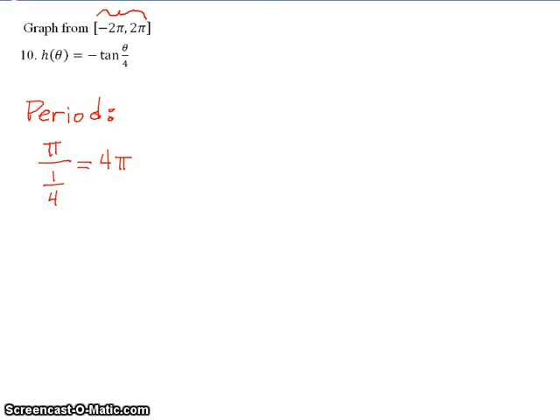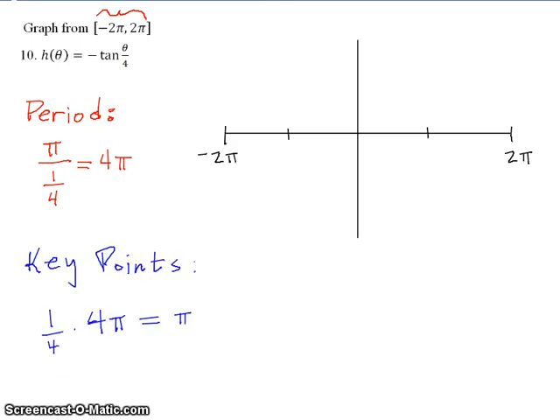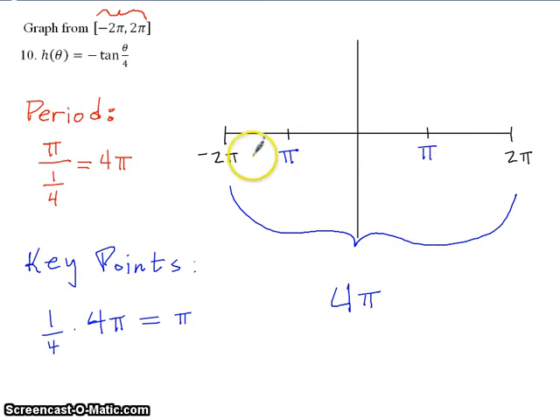Let's go ahead and set up the axis system. Okay, so I have the start here, and the distance from negative 2 pi to positive 2 pi is 4 pi. 1/4 is pi, so this is going to give us a decent looking graph here. Let's start just by plugging in these values and see what we get.